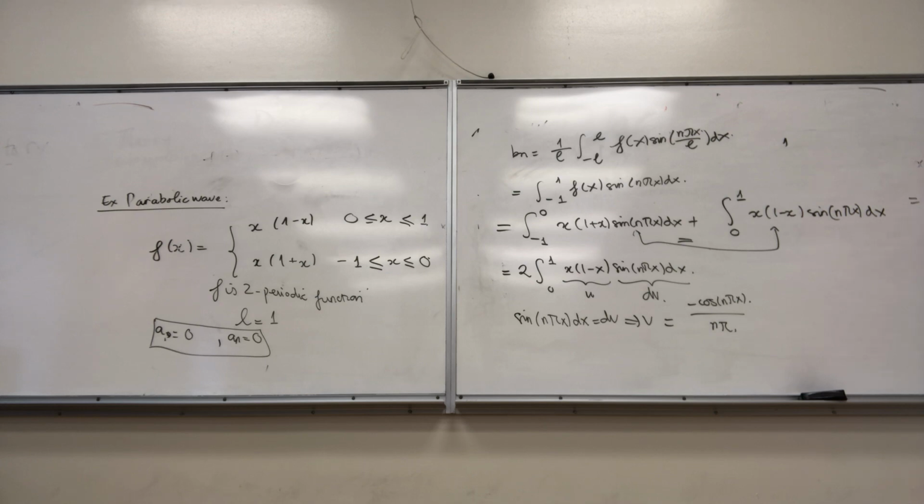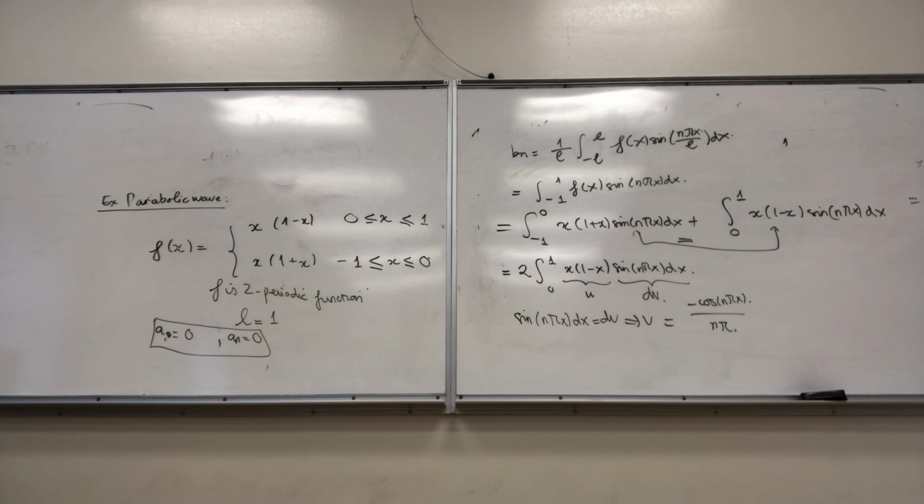Of course, you can split it, and you do it twice. But if you do it this way, this is more complicated, but it reduces the number of steps that you are doing. So here you have u and v. And here you have the integral from 0 to 1 of minus cosine n pi x over n pi d of, this is dv, right?